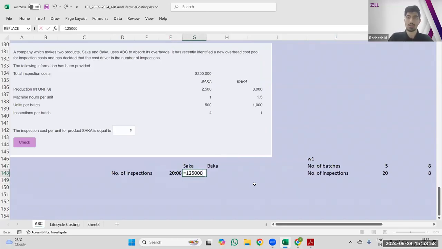So 2,50,000 multiplied by 20 by 28. That's my cost. I can do it for Baka, but I don't need to, because my question asked me for product Saka. And this becomes my cost allocation. I would ideally total it, but there's only one, so no need to total. Units are 2500, so the OAR would come to 71.43.